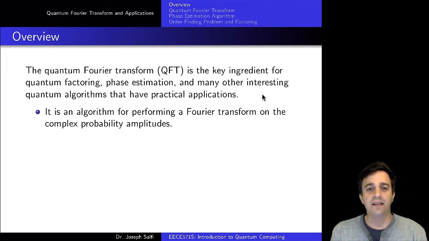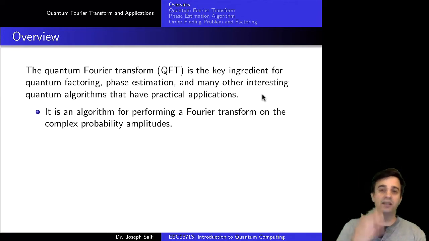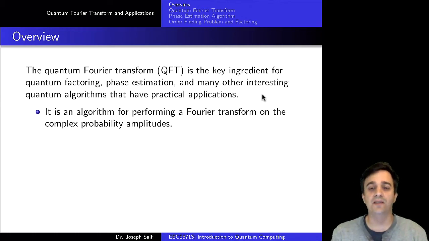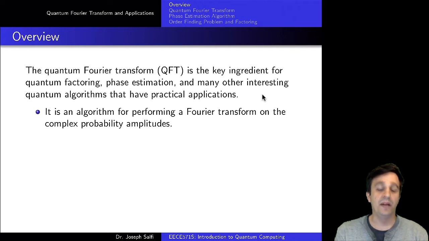It is, in fact, an algorithm for performing a Fourier transform on the complex probability amplitudes of a quantum state. So just like a regular Fourier series is an algorithm that takes one sequence of numbers into another sequence by multiplying by cosines and integration, the quantum Fourier transform is basically a quantum mechanical version of that.